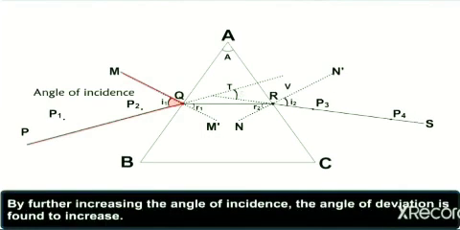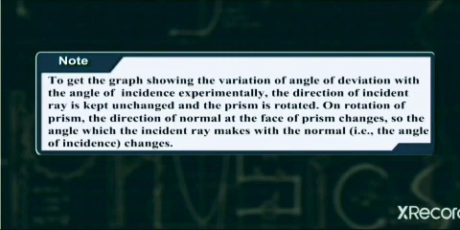By further increasing the angle of incidence, the angle of deviation is found to increase. Note, to get the graph showing the variation of angle of deviation with the angle of incidence experimentally, the direction of incident ray is kept unchanged and the prism is rotated. On rotation of prism, the direction of normal at the face of prism changes, so the angle which the incident ray makes with the normal, that is the angle of incidence, changes.